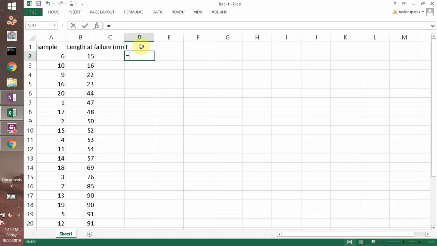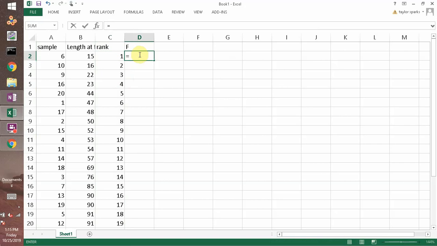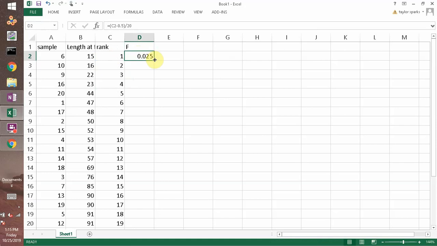We're going to solve for F, which is equal to the rank at which they failed. So let's first type a column for rank, and it's just going to go all the way down to 20. Now this is going to be equal to the rank of failure minus 0.5, divided by the total number of samples, which was 20, I think. Was it 19? 20. Okay?